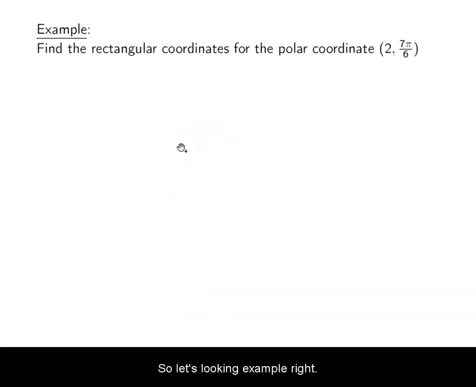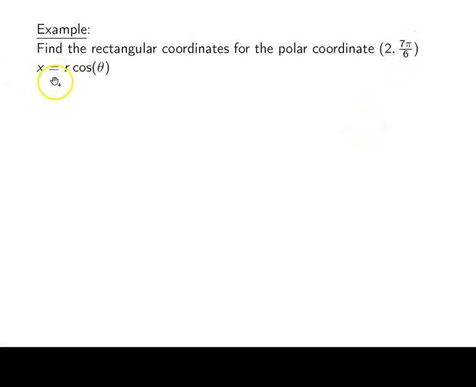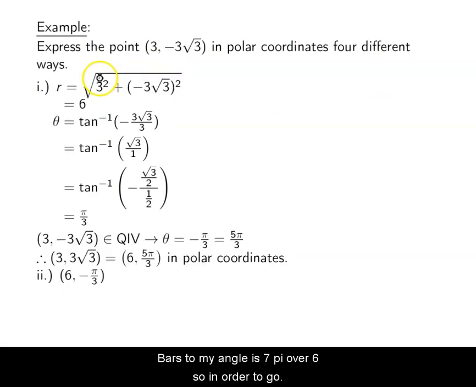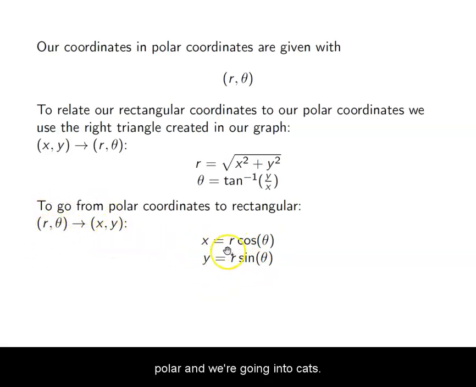So let's look at an example, right? Let's find the rectangular coordinates instead for a given set of polar coordinates. So we're given polar coordinates of 2, 7 pi over 6. If I want to put these into rectangular coordinates, again, I got to understand that this is my r and my theta. So I got to use those equations that I have. R is 2. My angle is 7 pi over 6. So in order to go in our other direction, we're using this pair of equations, right? X is r cosine theta, y is r sine theta when we're given polar and we're going into x.